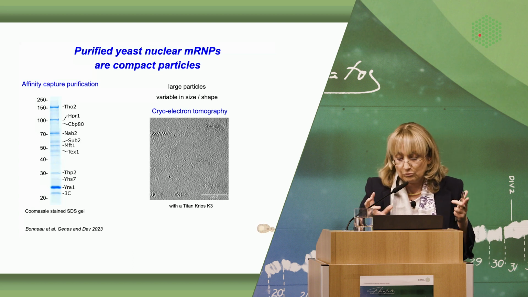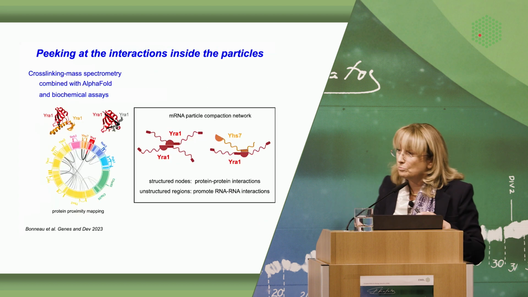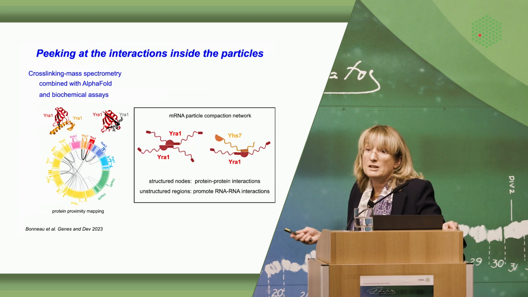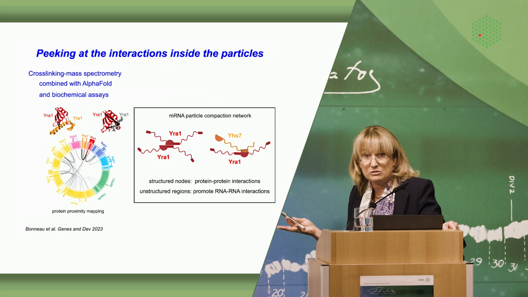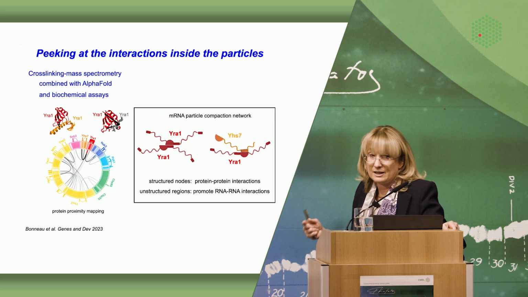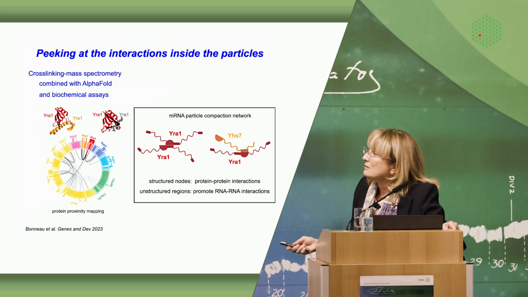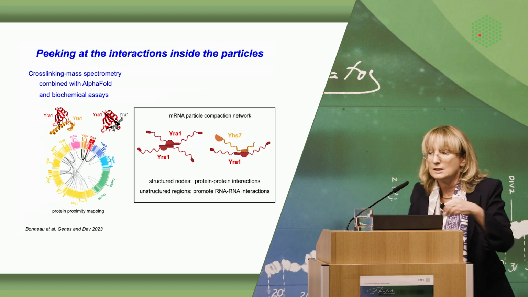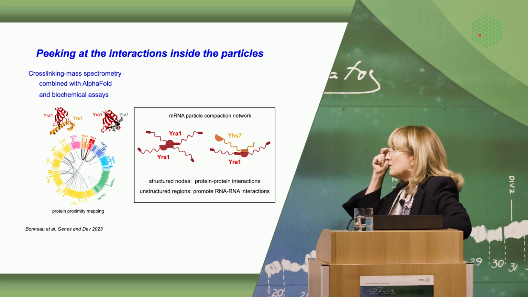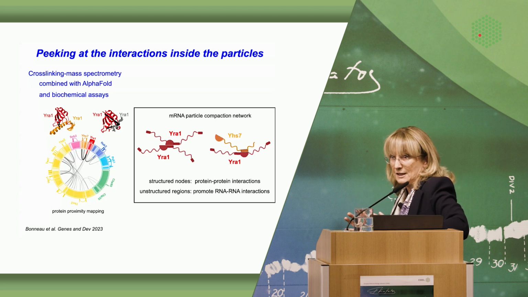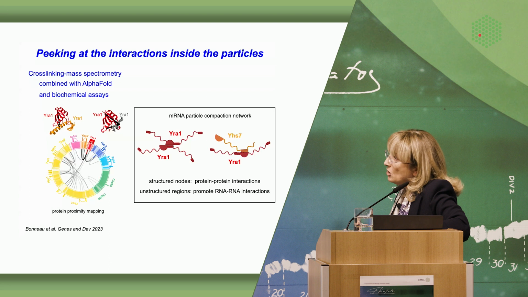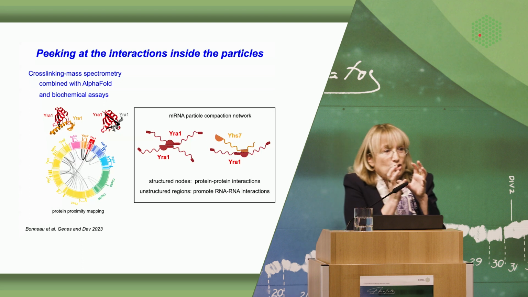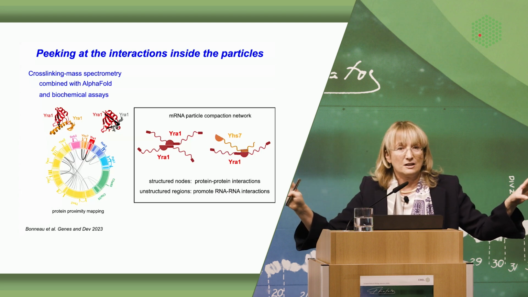So what happens? To peek into this, what we use is cross-linking mass spectrometry. We combine it with artificial intelligence tools, with AlphaFold, and with biochemical assays, which I am now going to show you. This, for example, is a proximity mapping, which is mapped with AlphaFold, which predicts protein-protein interactions and protein structures. And the picture that we get from all this data is something like this. There are these very specific molecules, and they have structured cores, and then they have these long unstructured regions.